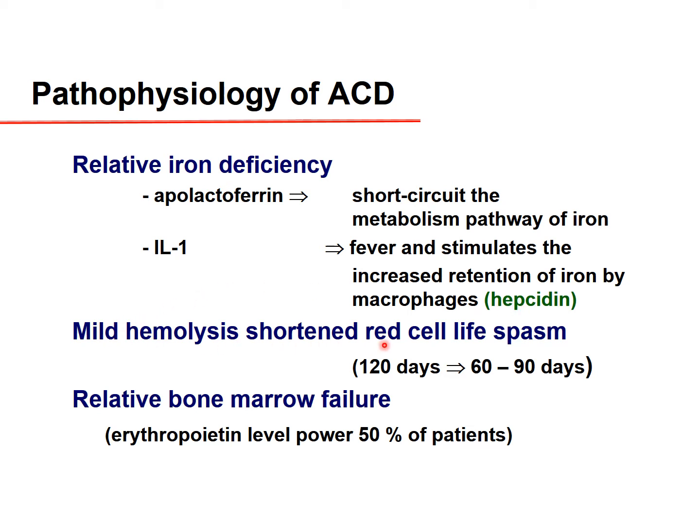Mild hemolysis could occur in this situation because the lifespan of the red blood cells decreases from the normal of about 120 days, and that can decrease to 60 to 90 days. And in these patients, a relative bone marrow failure can occur, so the erythropoietin level in about 50% of patients is lower than normal.